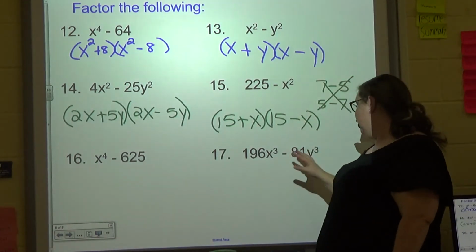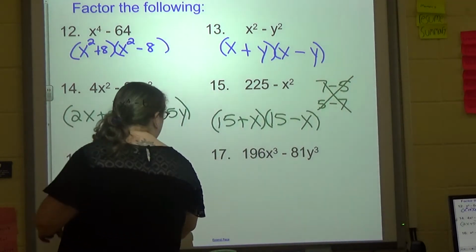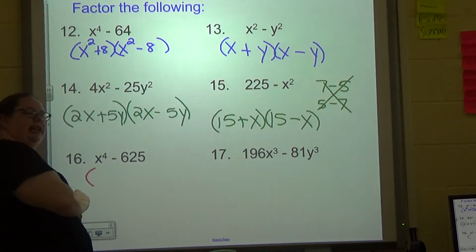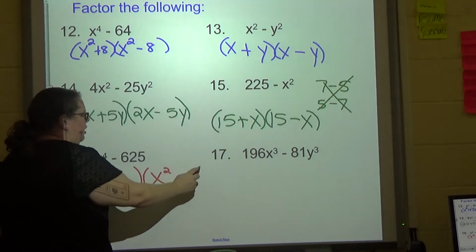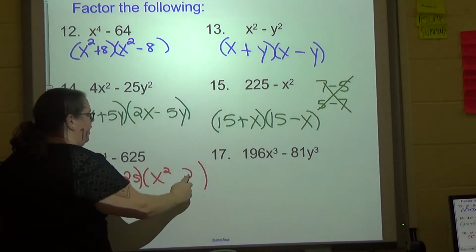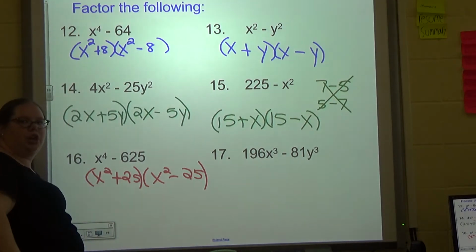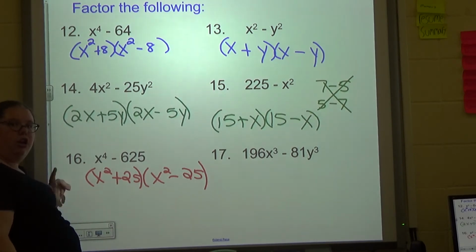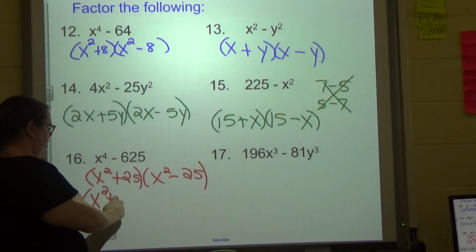Alright, these are a little tricky, right? What times itself is x to the 4th? X squared and x squared. What times itself is 625? 25 and 25. Now, the reason this one's tricky is we actually can go do this again. Is this a difference of two squares? No, because it's not a difference. It's a plus. So we're good here. X squared plus 25, you're done.